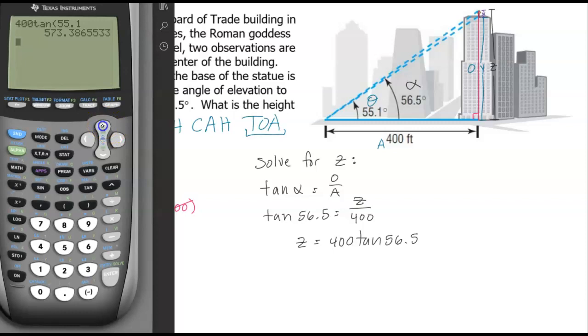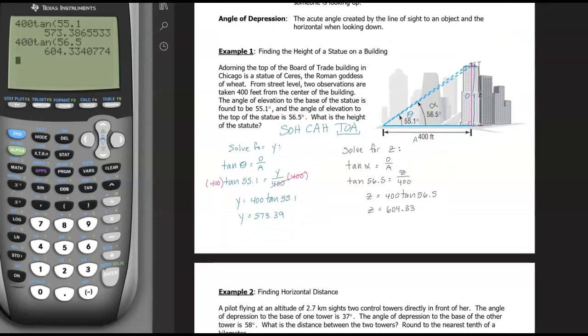And because I'm lazy, I'm just going to go into my calculator and use my up arrow key to highlight my previous function. Hit enter. And we have a 56.5 instead of a 55.1. That's the only thing that's changed. And the z height is 604.33.